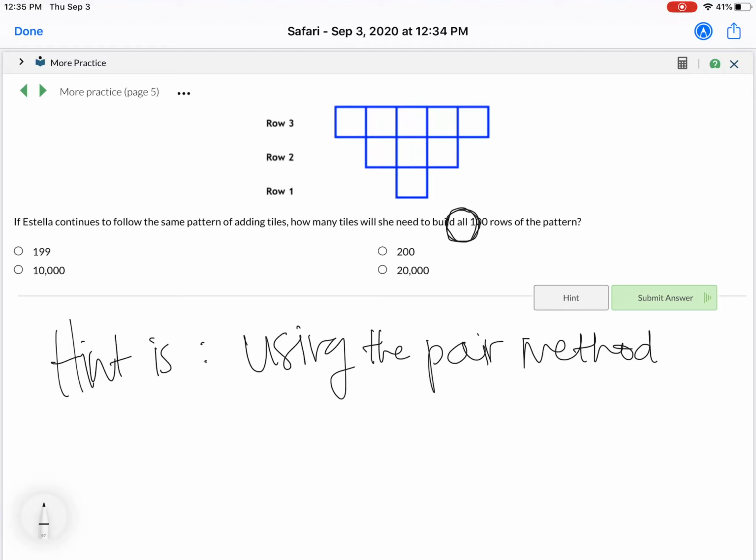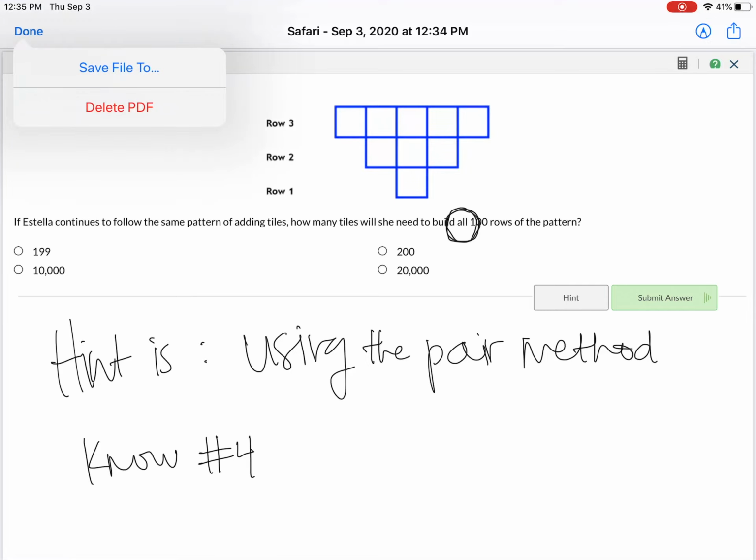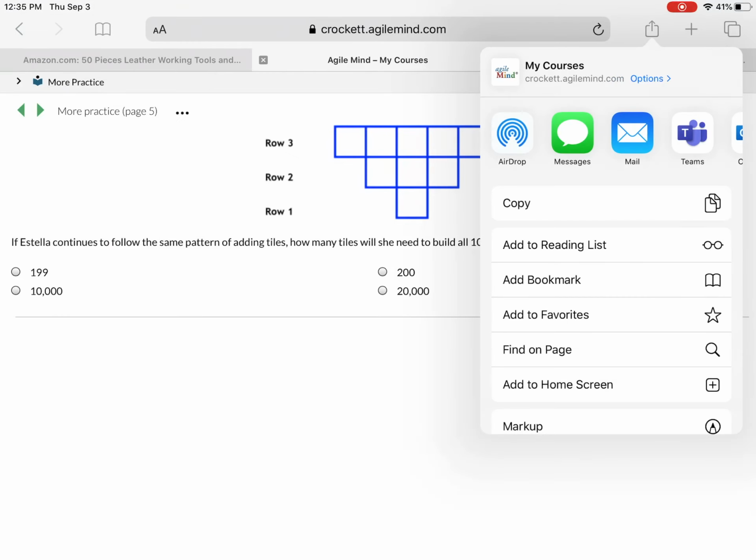Okay, you're gonna have to know number 4 to answer number 5, because you're gonna have to know how many tiles was in your 100th row. Okay, so make sure you know number 4 to answer number 5.